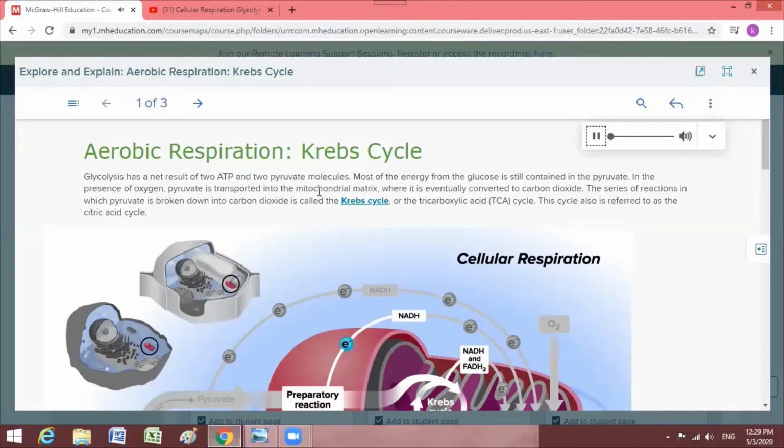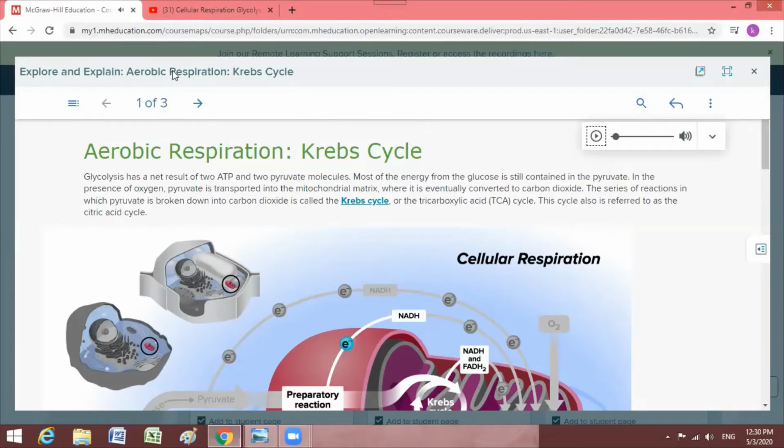Aerobic respiration, Krebs cycle. Glycolysis has a net result of 2 ATP and 2 pyruvate molecules. Most of the energy from the glucose is still contained in the pyruvate. In the presence of oxygen, pyruvate is transported into the mitochondrial matrix, where it is eventually converted to carbon dioxide. The series of reactions in which pyruvate is broken down into carbon dioxide is called the Krebs cycle, or the tricarboxylic acid (TCA) cycle. This cycle also is referred to as the citric acid cycle.